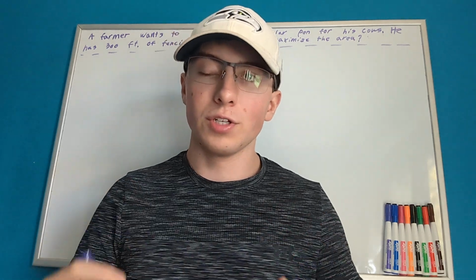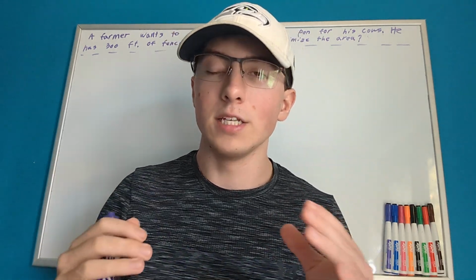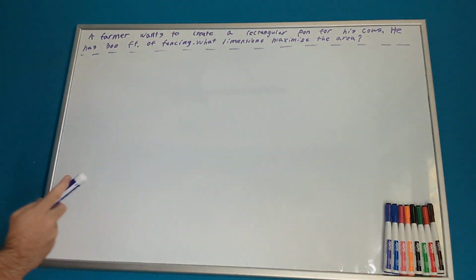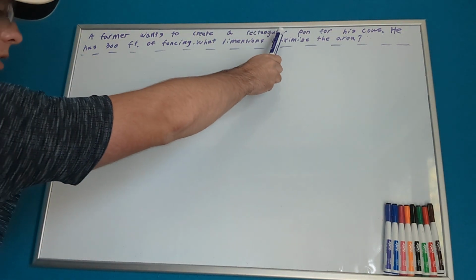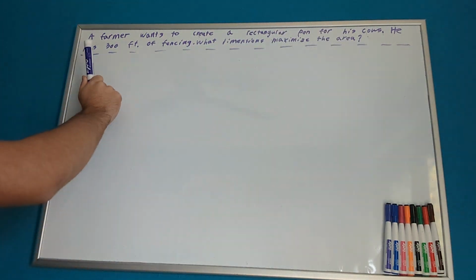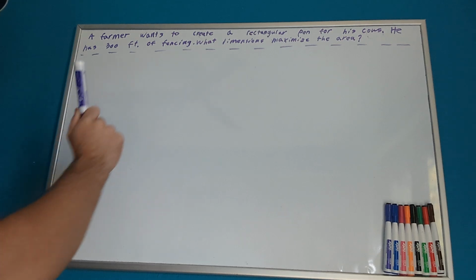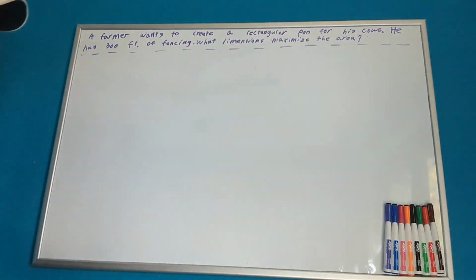Today, I want to introduce you to optimization, and I have a pretty easy problem for us to do. So here's our problem. A farmer wants to create a rectangular pen for his cows. He has 300 feet of fencing. What dimensions maximize the area?